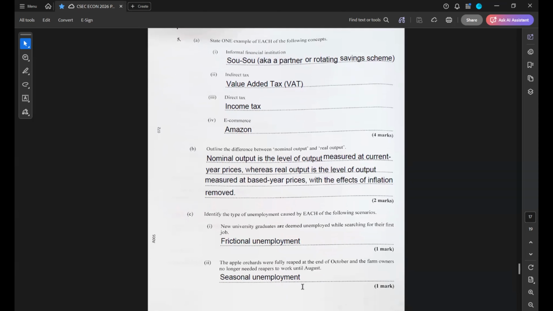Part C, identify the type of unemployment caused by each of the following scenarios. New university graduates are deemed unemployed while searching for their first job. That is frictional unemployment, right? If they were still studying, they would have been considered to be economically inactive.